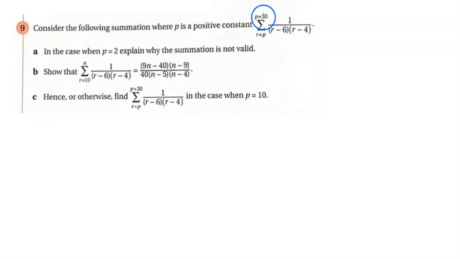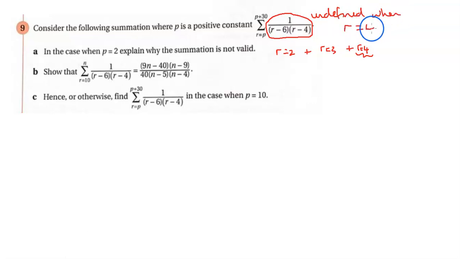Well, if you look at this, when p is equal to 2, it means we're going to start out when r equals 2, and then we're going to add the case when r equals 3, and we're going to add the case when r equals 4, and this is a problem because this term is undefined when r is equal to 4. Undefined when r equals 4 or r equals 6.